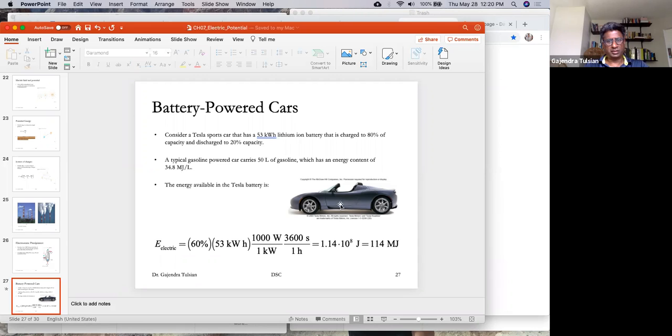All right. Let's say you drive around in your Tesla and you discharge it 60%. So you used 60% of that, 114 megajoules. Okay, so here's the conversion, 53 kilowatt hours. 1 kilowatt is 1,000 watts, and 1 hour is 3,600 seconds. So you can go through the calculations. What you're saying is when you use up 60% of your charge on the car, you've used up 114 megajoules of energy, which was converted into the motion of the car.